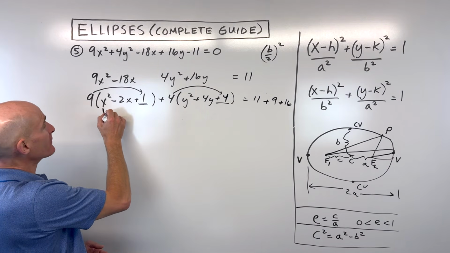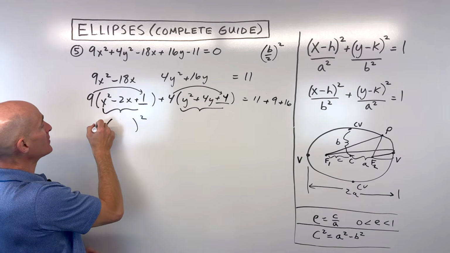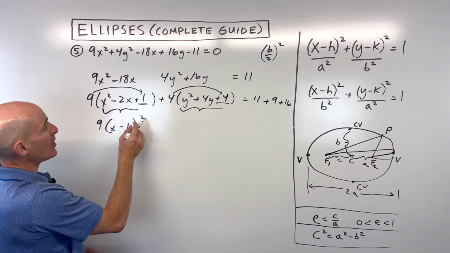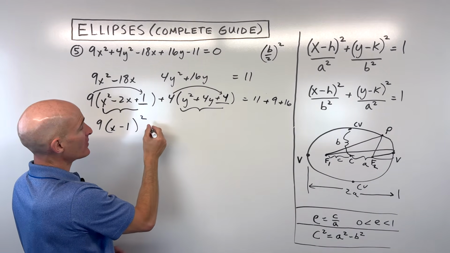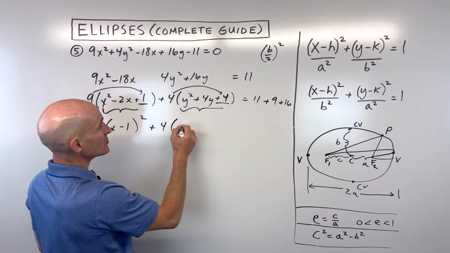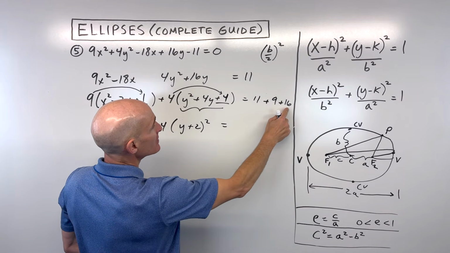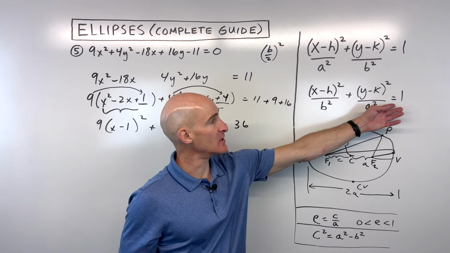Now what we're going to do is factor what's in parentheses here, and it factors to a binomial squared. So it's always going to be half of this b value, x minus 1, the quantity squared. If this was plus 2x, it would be plus 1. Same thing over here. We've got half of 4 is 2, so this is going to be y plus 2, the quantity squared, equals 36.